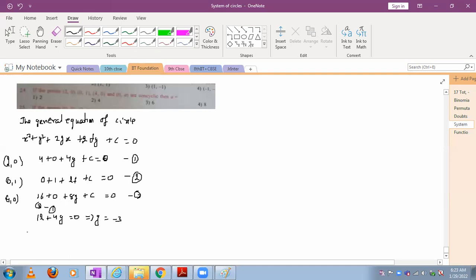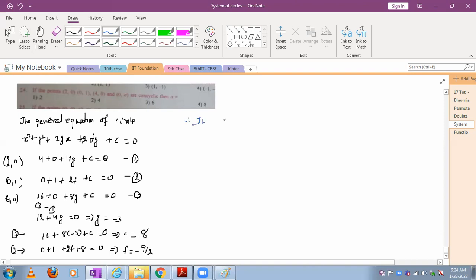Putting in equation 3, 16 plus 8 into minus 3 plus c is equal to 0. That means c is equal to how much then? Minus 24 minus 16, c is equal to 8, you will get. Then the f value you have to get. Just substitute in the second equation, 0 plus 1 plus 2f. So f is equal to what? Minus 9 by 2.